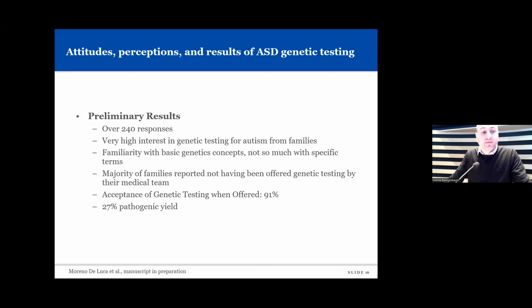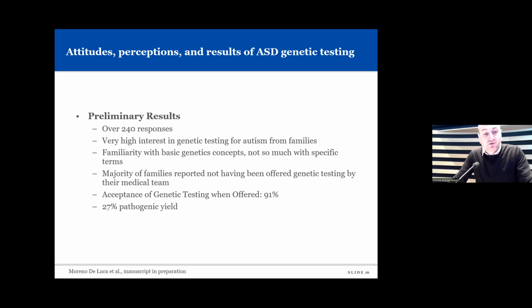And we heard from the families that they had a very high interest in genetic testing around autism. They had familiarity with some basic genetic concepts, but not so much with the specific terms, which is also a sentiment that's echoed by several of our clinician colleagues. So this is not unique to the families. There's been a rapid evolution of genetic technologies, so there's a need for additional dissemination of knowledge comprehensively for families and clinical care.